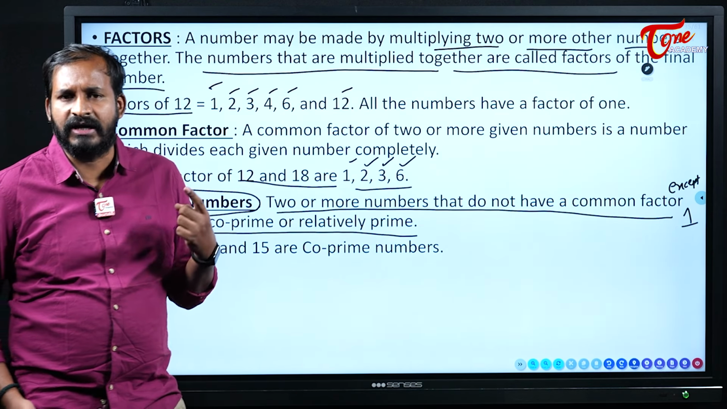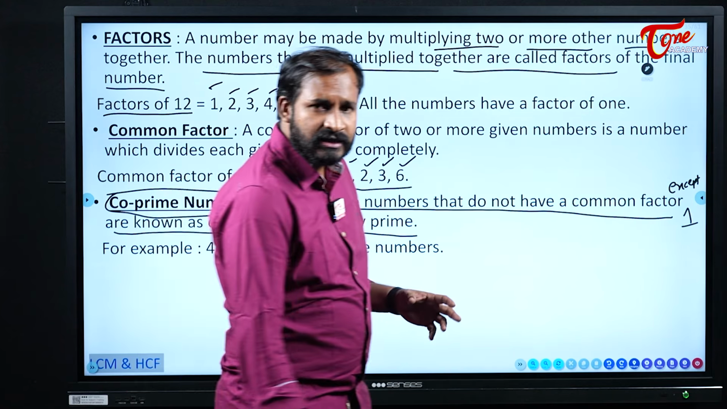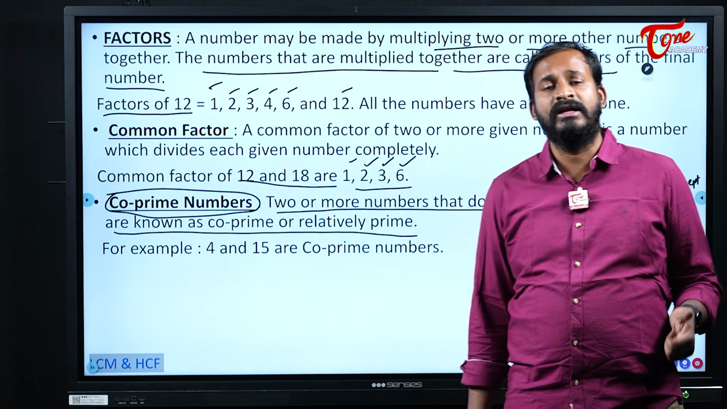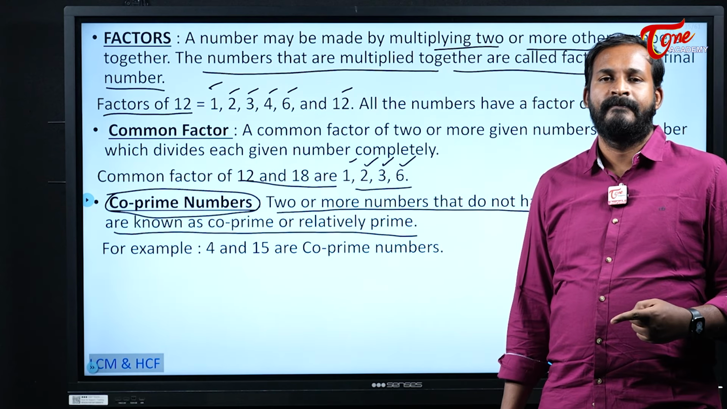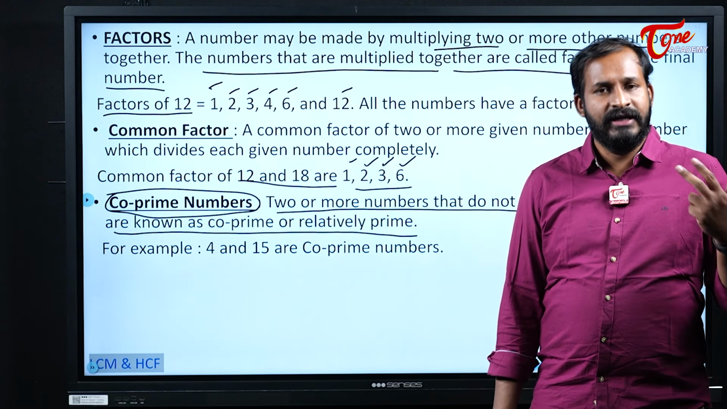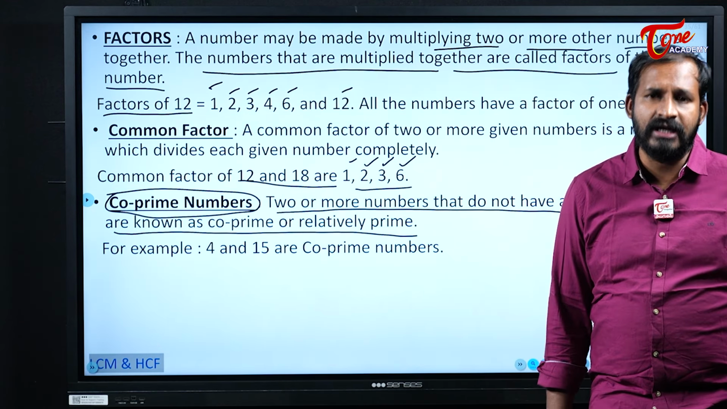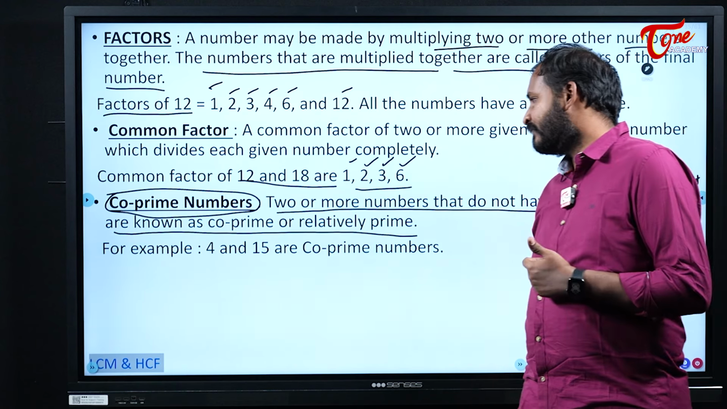What is that one common factor? It is 1. So, we cannot say that there will be no common factors between any two numbers. Yes, there will be a common factor, and that common factor is also 1. So, if for any two numbers the HCF is 1, then we can say that those two numbers are co-primes to each other.